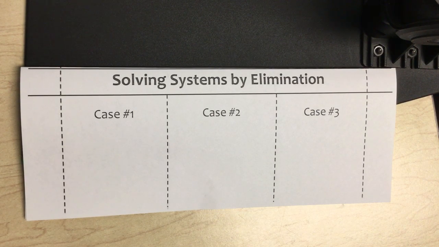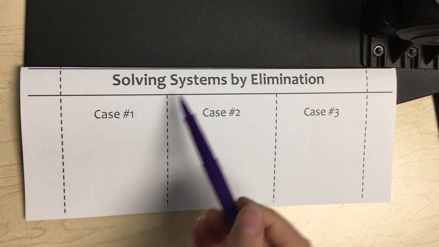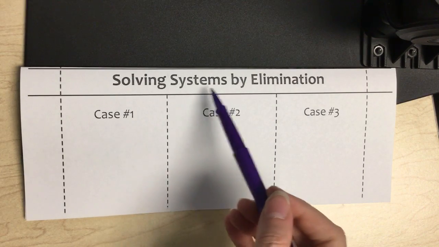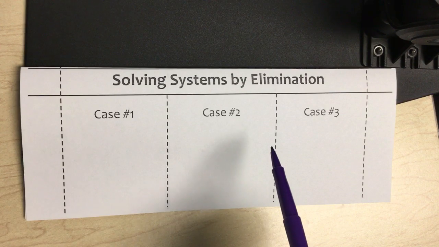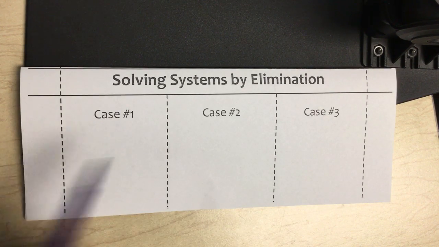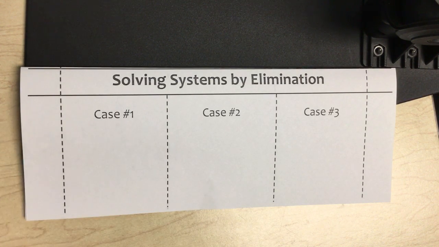Hello, Algebra 1. Today we are going to be completing our eliminations foldable. Now, it is called elimination because we're going to do exactly that. We're going to completely eliminate either the x or the y variable so that we can solve only one at a time. So remember, solving a system of equations is plural. It means we're solving two equations at the exact same time instead of just one. So we're going to take it step by step in three cases.